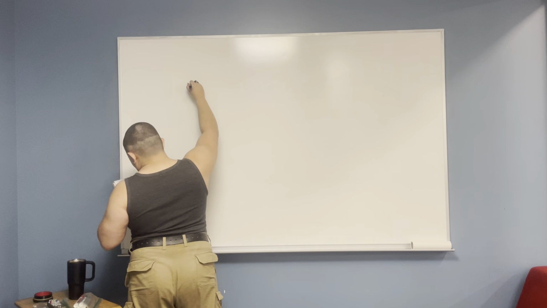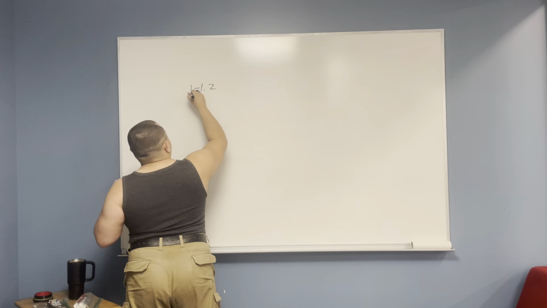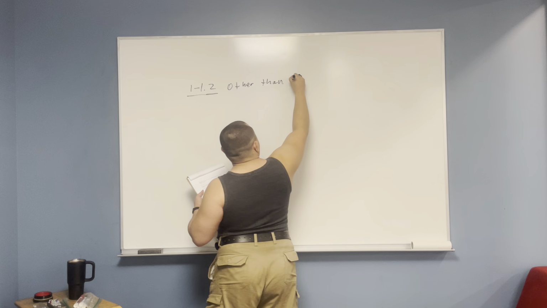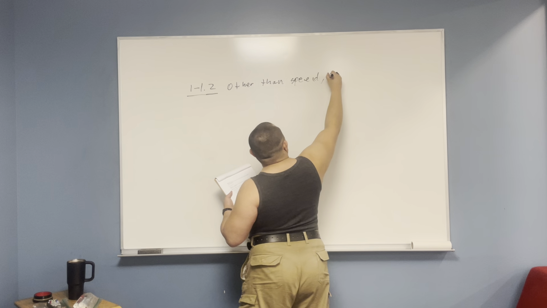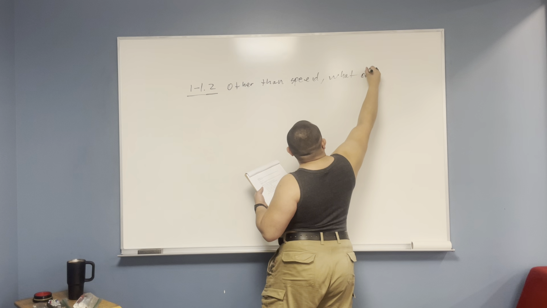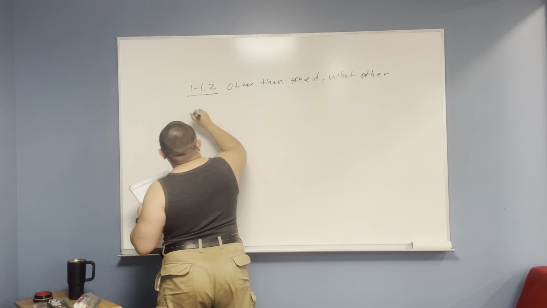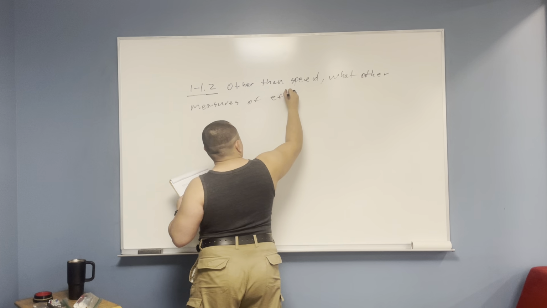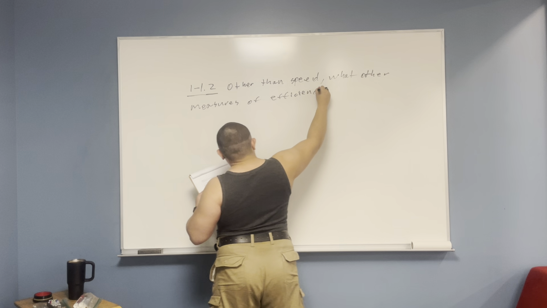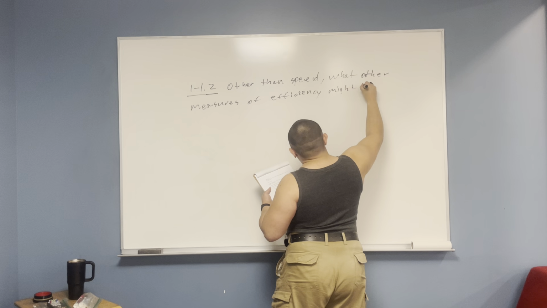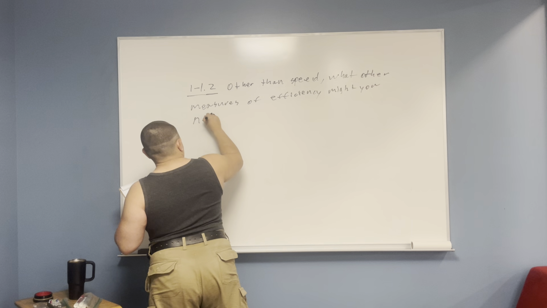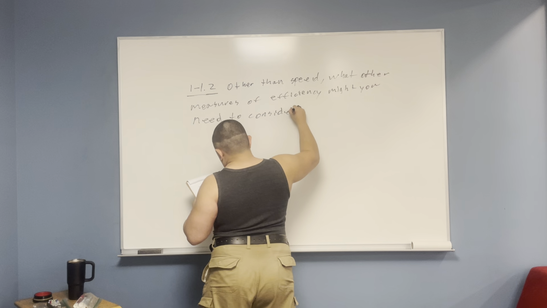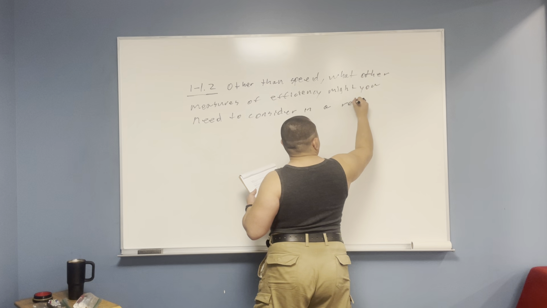So, the second exercise, it asks us, other than speed, what other measures of efficiency might you need to consider in a real-world setting?